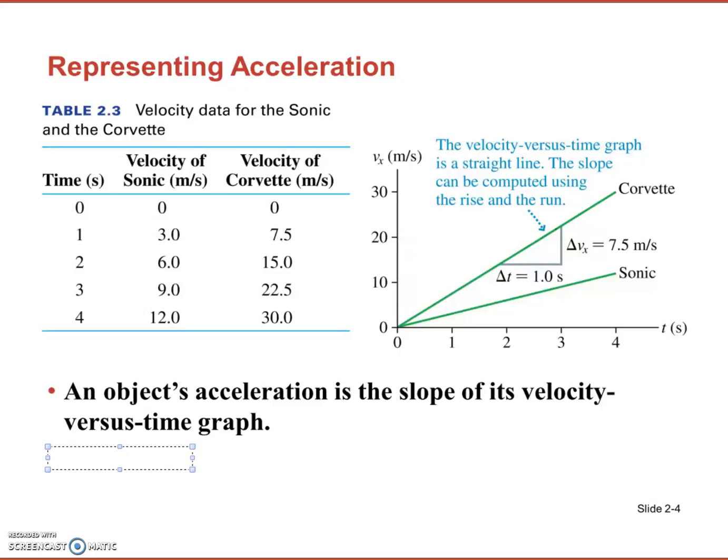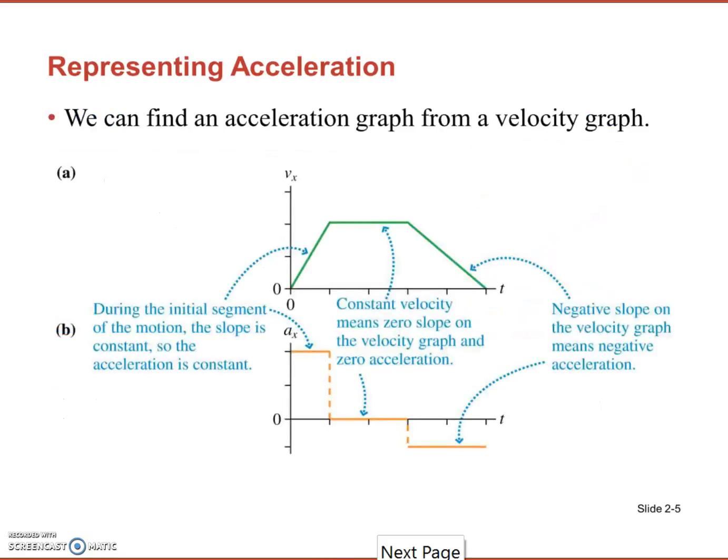We've seen something like this before. However, then we said that an object's velocity is the slope of the position versus time graph. Sorry that that's so small. So we can find the acceleration graph from a velocity graph similarly to how we found velocity graphs from our position graphs.